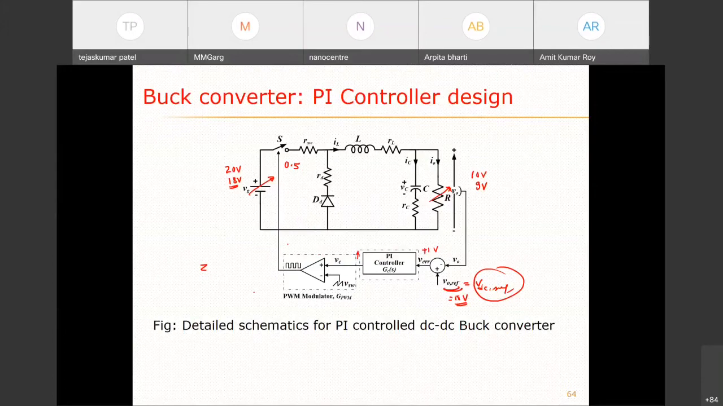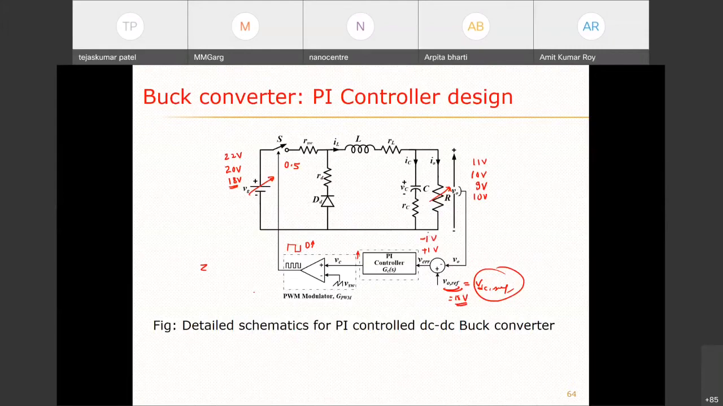So now how will this controller help? The reference is 10 volt, this is 9 volt, so there will be an error of plus 1 volt. Now this controller is there. This controller was providing some control signal, but because this plus 1 will be there in the previous value, now this control signal value will be increasing. How does it function? I'll tell. Due to this, the pulses will be increasing. It means duty cycle will be increasing.